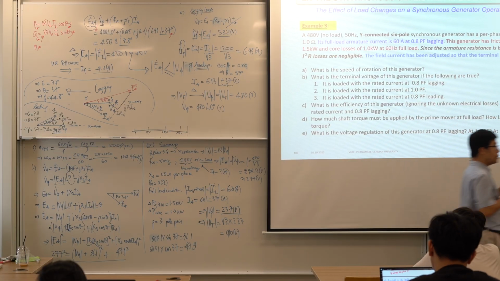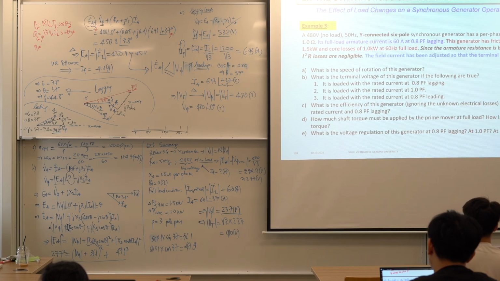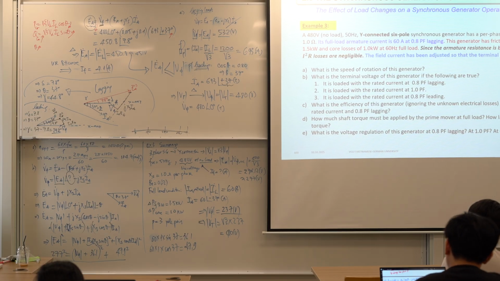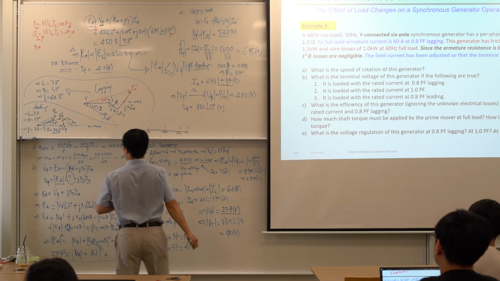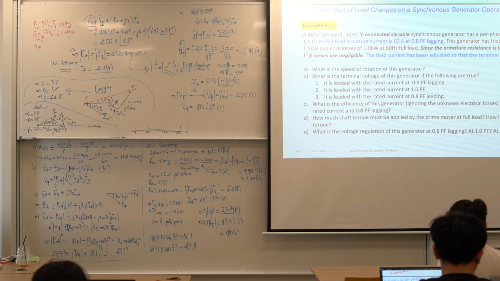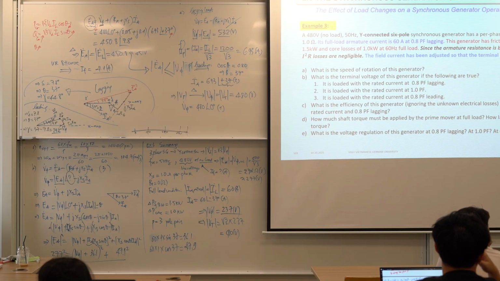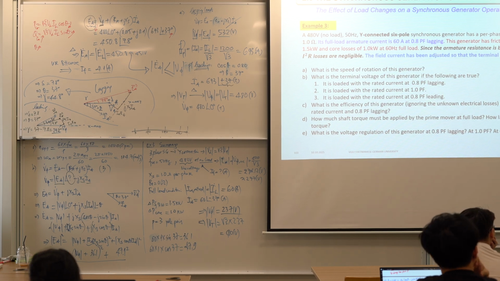Next one. We have 1.0 power factor. Oh my god, 1.0 power factor. That means theta is 0, right? Look, theta is 0. So if theta is 0, I use this formula here, this is number 3. So here we have V phase is EA minus j XS IA with the phase angle 0 degree.